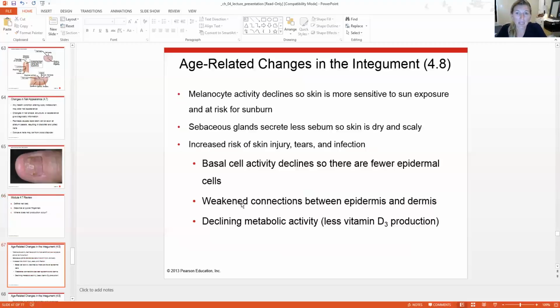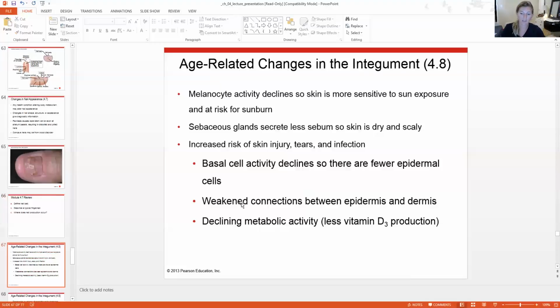Finally, let's talk about age-related changes in the integumentary system. As you will see throughout this entire book, everything slows down when you get older, and usually those age-related changes start at around age 30. So melanocyte activity decreases, so your skin is more sensitive to sun exposure. Sebaceous glands secrete less oil, so your skin's more likely to dry out and get scaly. You have an increased risk of injury, tears, infection, all of that because your basal cell activity is slowed down.